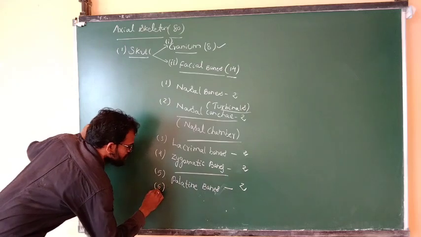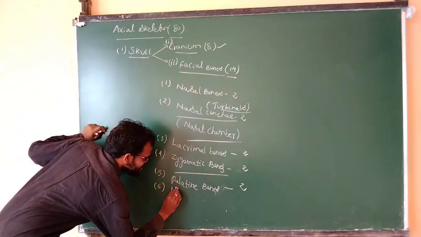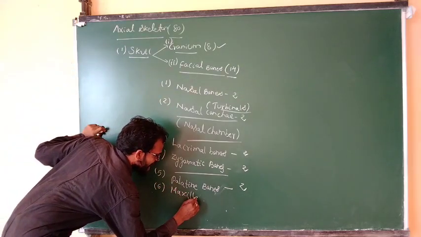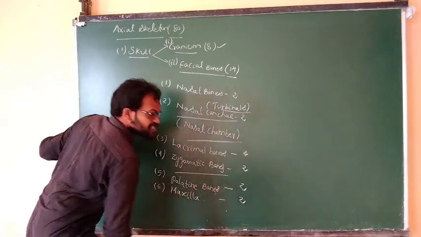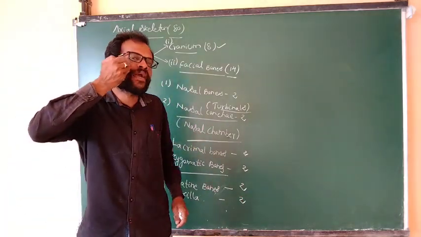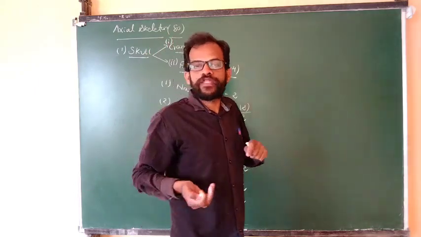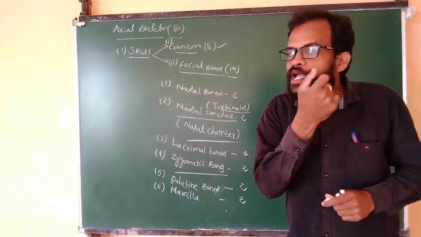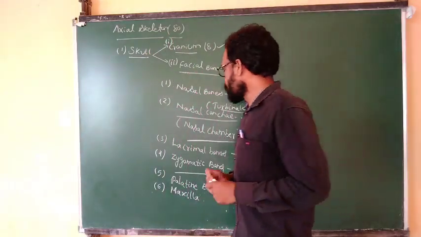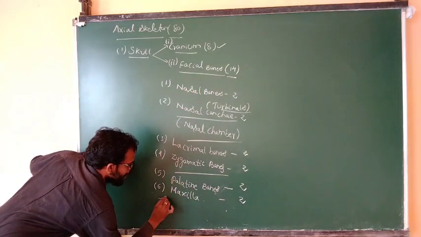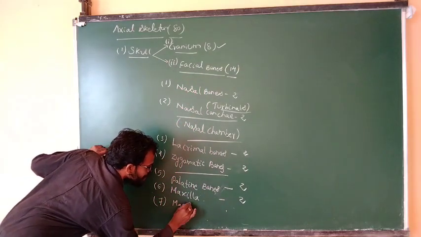The next important one, the maxillary bones. The maxilla bones. How many maxilla bones? Two bones. It is one maxilla, and it is one maxilla. Two maxilla bones.